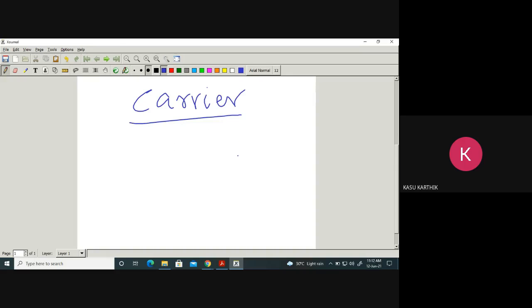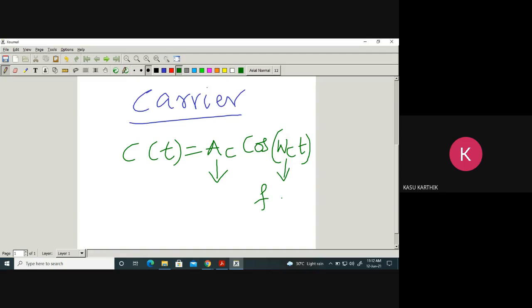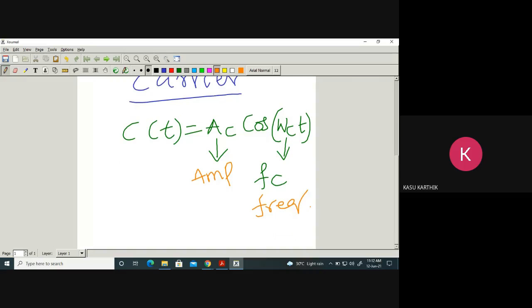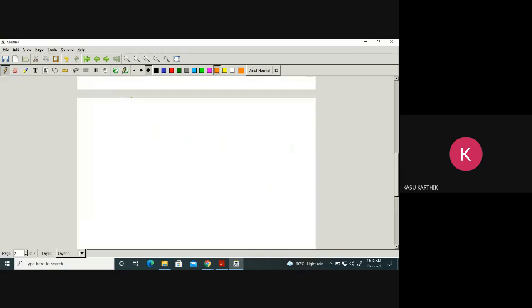So typically carrier is a sinusoidal signal, which is denoted with C of t, that is AC cos omega ct. As you know, this is the amplitude of the carrier, this is the FC we call. FC is the frequency of the carrier. Okay, this is amplitude, this is frequency of the carrier. Correct? Now, if you draw this carrier, which is a cos wave, a sinusoidal signal, it has some parameters. Correct? It has got amplitude, this is carrier.